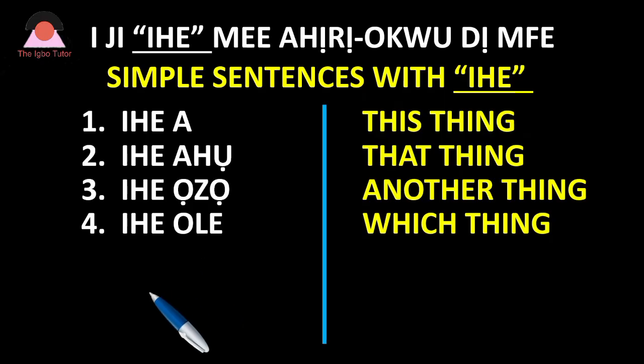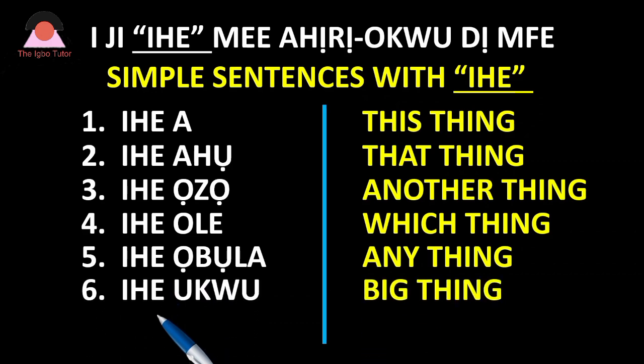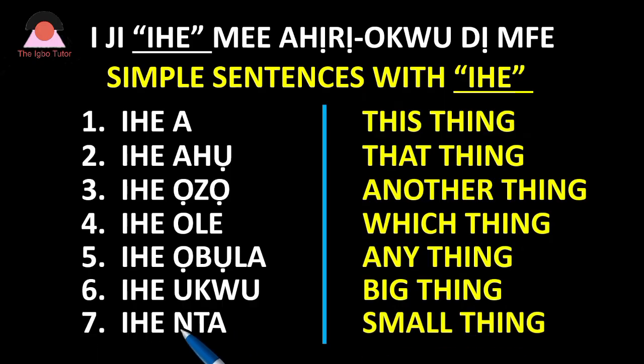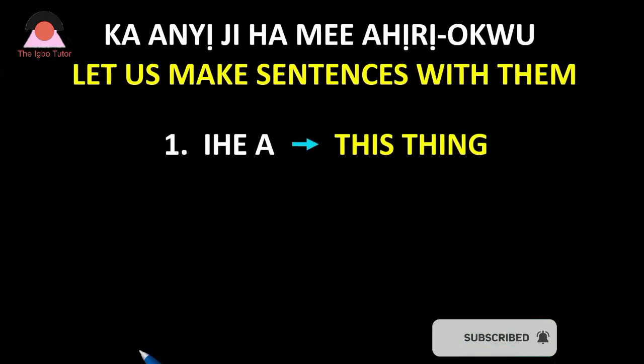We move to number 5, and this is IHE obola, anything. And we go to number 6, which is IHE uku, meaning big thing. Finally, we look at ihenta, meaning small thing. We're going to proceed to make sentences with each of them for a better understanding.